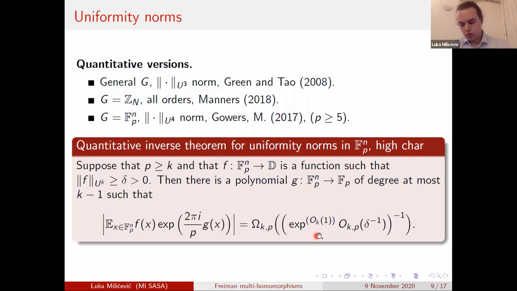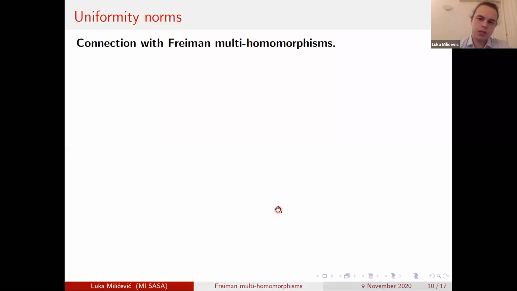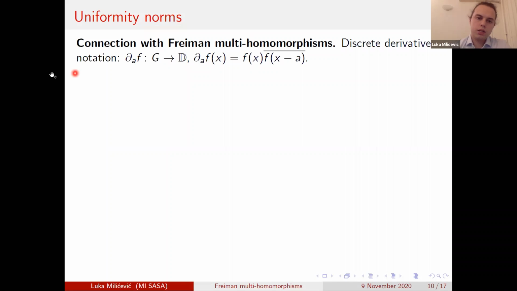All right, so let me now give a sketch of how Freiman homomorphisms come into play in the proof of the inverse theorem for uniformity norms. So for this, let's properly introduce discrete derivative notation. This is a multiplicative derivative because we are taking products here instead of differences.